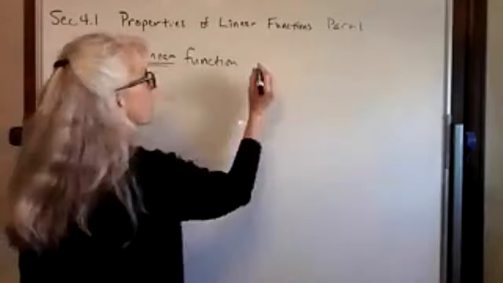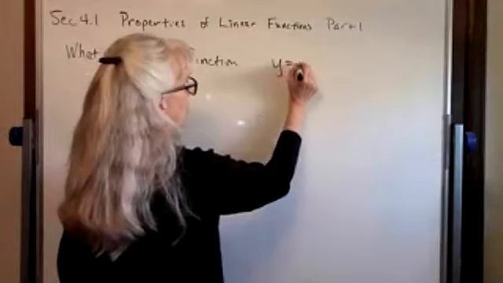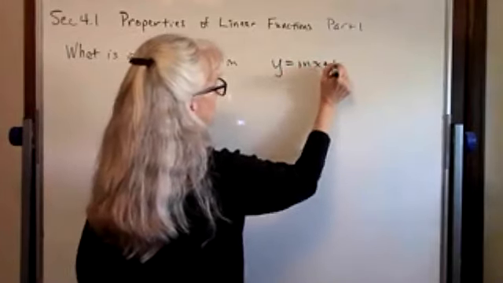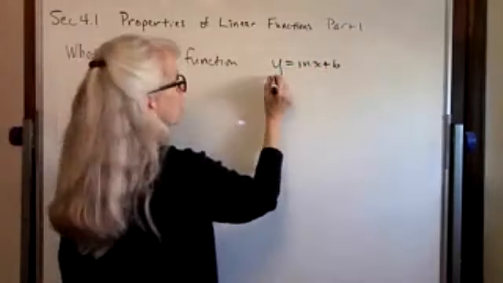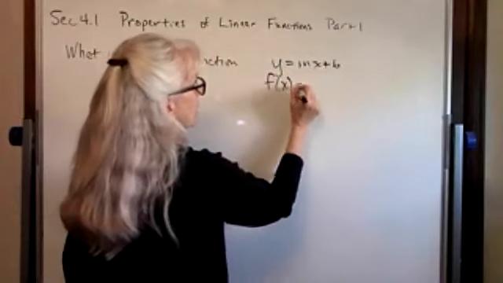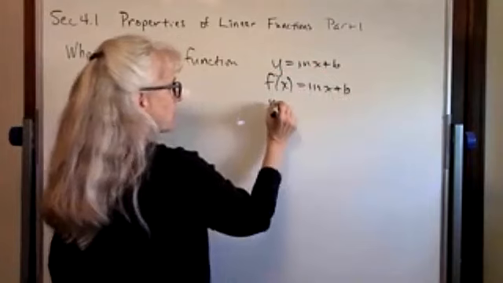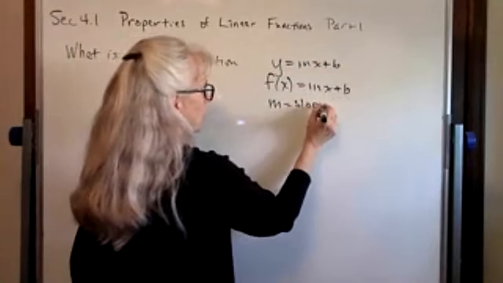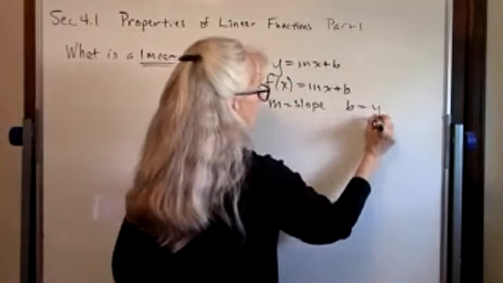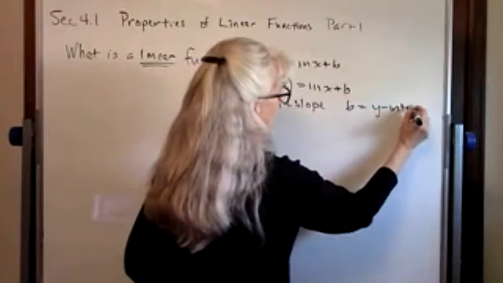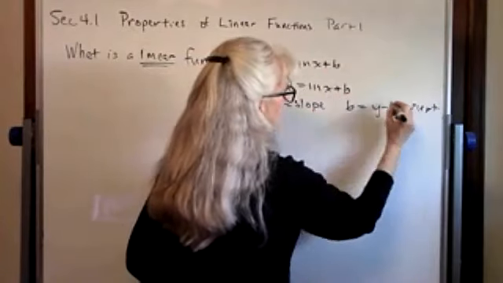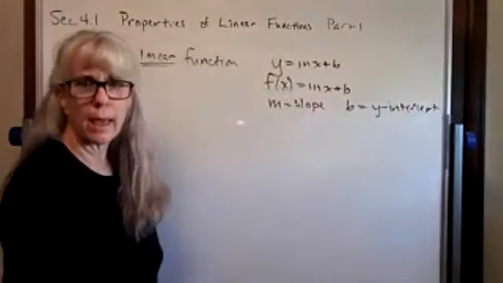So you're used to thinking of a line as y equals mx plus b, but because we're calling it a function, we're going to call it f of x equals mx plus b. If you remember, m is the slope and b is the y-intercept. So some formulas in your background are going to rear their head here.